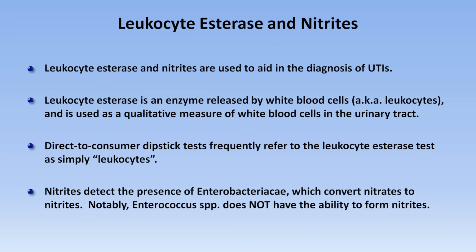Nitrites specifically detect the presence of bacteria from the Enterobacteriaceae family, which convert the normally present nitrates in urine into nitrites. Notably, Enterococcus species lack the ability to form nitrites. There are a few other reasons for a negative nitrite test, despite the presence of bladder bacteria. That includes insufficient bladder incubation time, decreased excretion of nitrates in the urine, and a low urine pH.